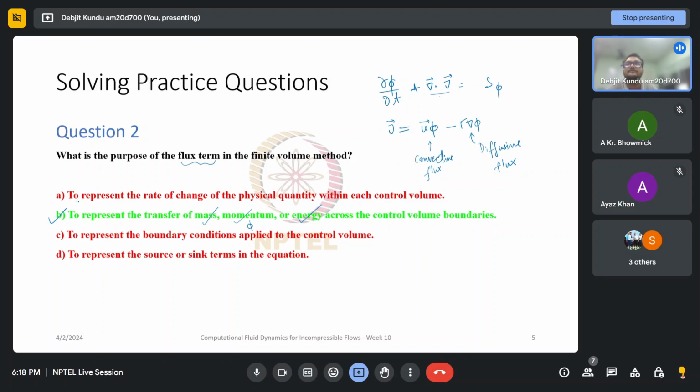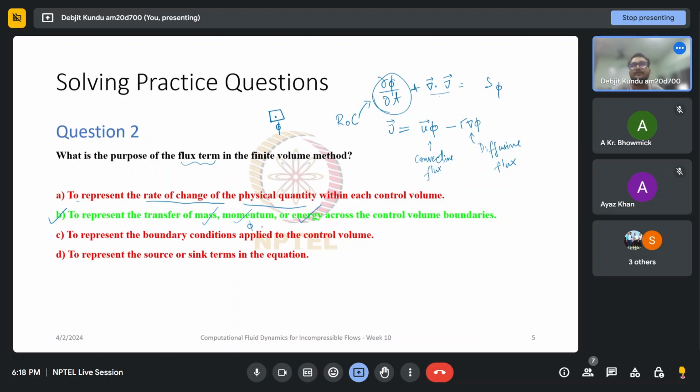The first one, to represent the rate of change of the physical quantity, this is this term, the rate of change term. This is also known as the transient term or the unsteady term or the storage term, whatever you call it. It basically represents the rate of change with respect to time in a particular control volume. So if I have a control volume like this and there is a particular physical quantity phi stored within it, how does that change with time is basically represented by this first term.